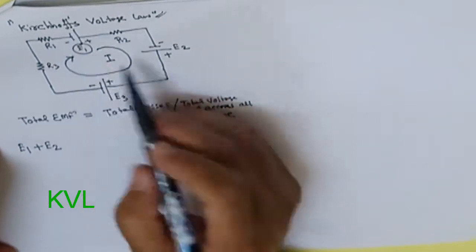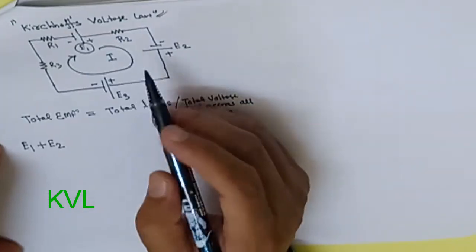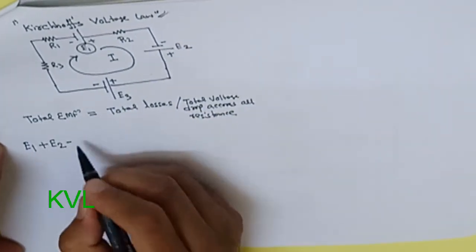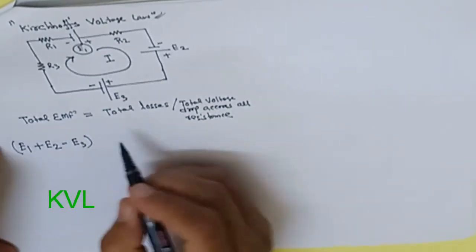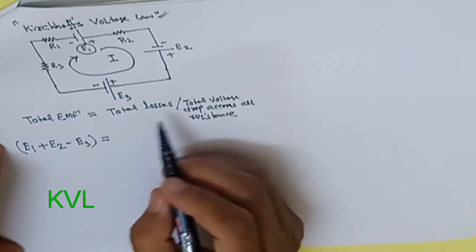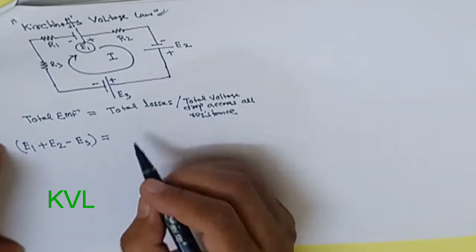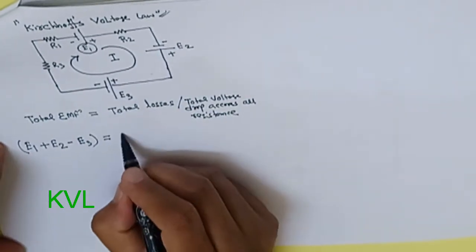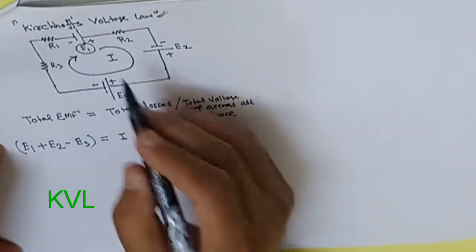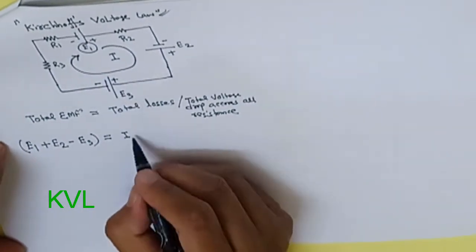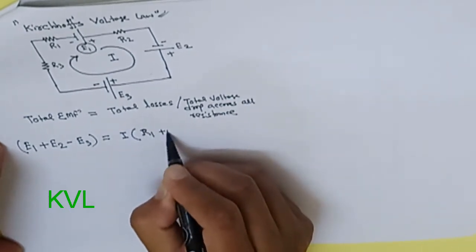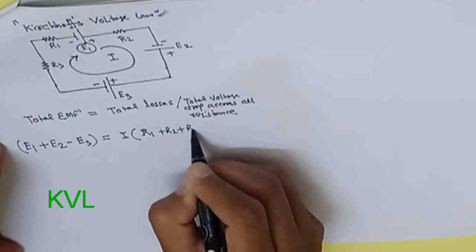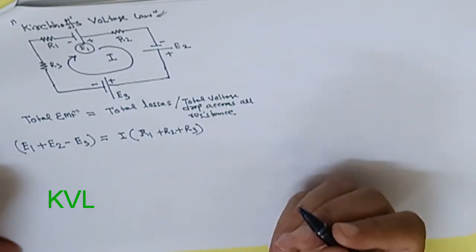E2, because both are in the same direction, but E3 is in the opposite direction. So right here, minus E3. So that is the total EMF, and on the other side is the voltage drop across the resistance. The current is the same for this one single loop. For this loop the current is the same, and the resistance here is R1 plus R2 plus R3.